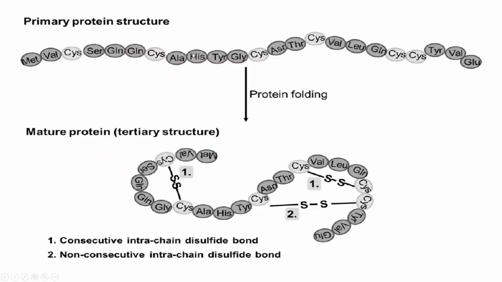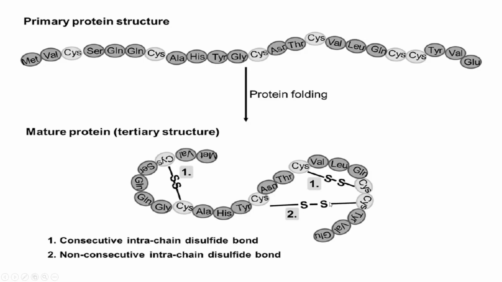So that's the primary structure. And if I want to fold it, you see the folding with the disulfide bridge is always going to happen between the cysteine groups. And you see that's a mature protein tertiary structure. There are consecutive intra-chain disulfide bonds. You see this intra-chain, within the chain, intra-chain. And there are also non-consecutive intra-chain disulfide bonds.